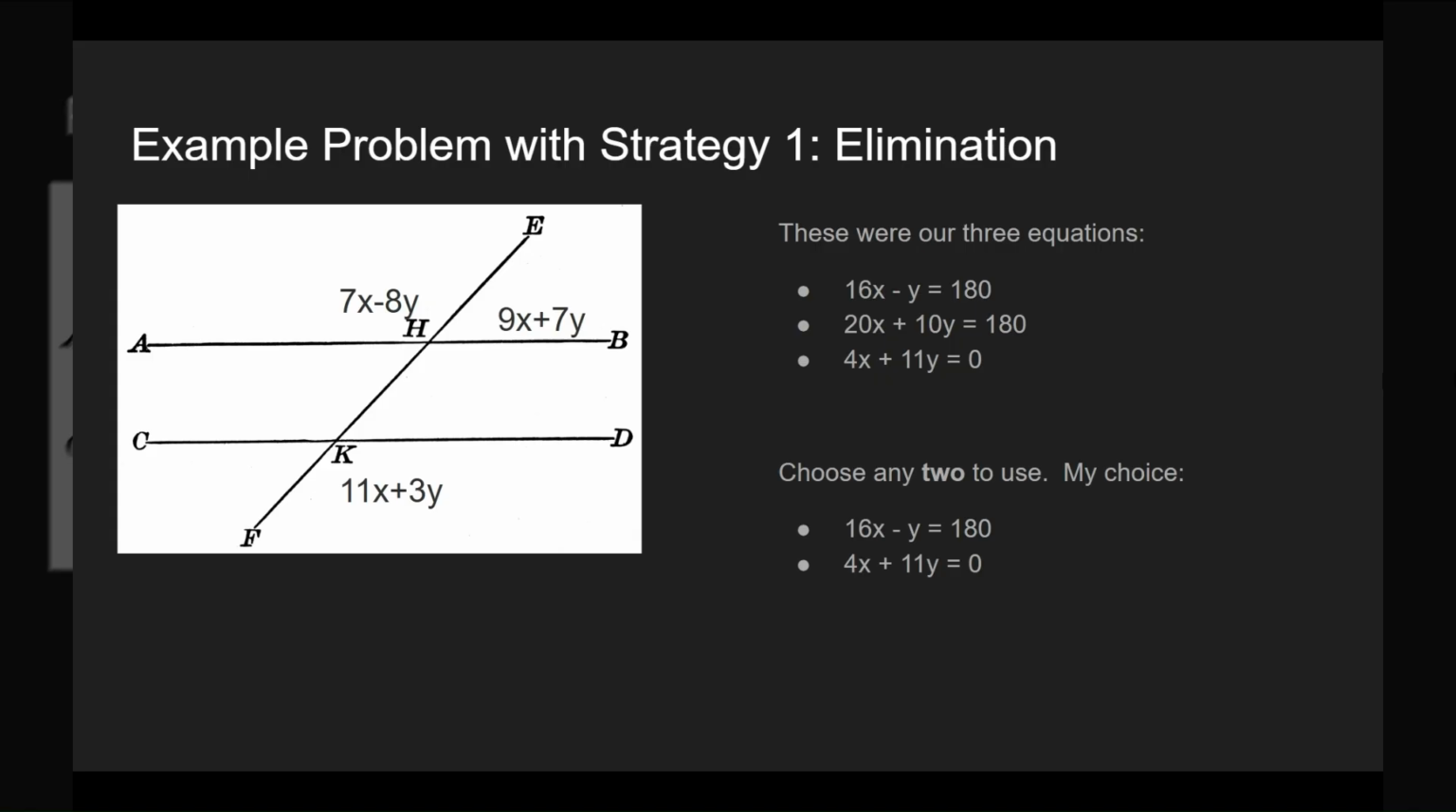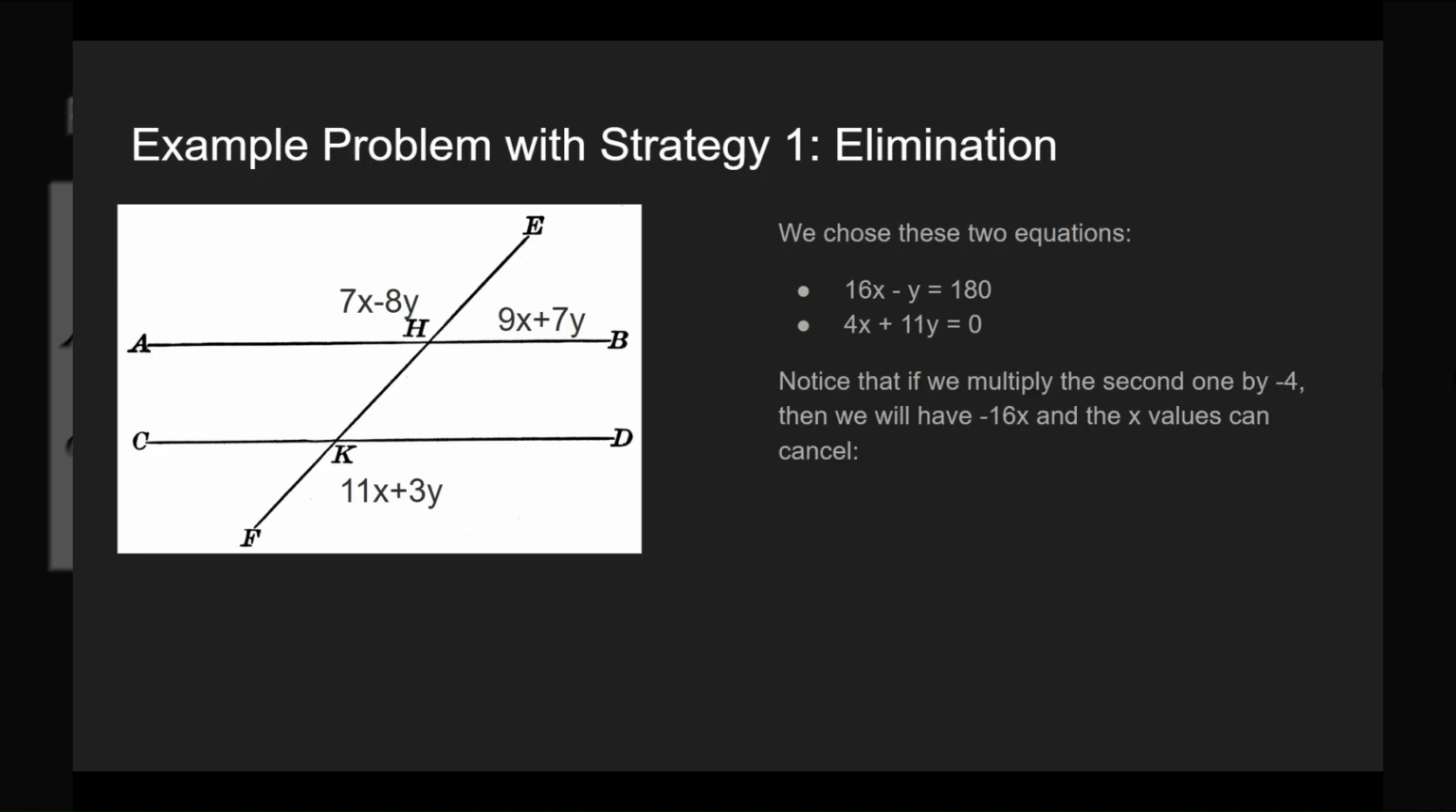I have chosen the first equation and the third equation. I did that because I like that the first equation doesn't have a coefficient on the y, and I like that the third equation has an equals 0. But I could have chosen the second equation and either one of the others. I will get the same answers for x and y. So this is entirely up to you to choose which ones make you happy.